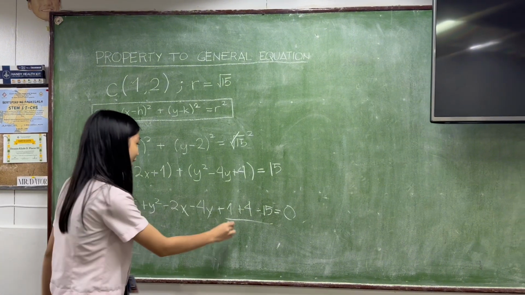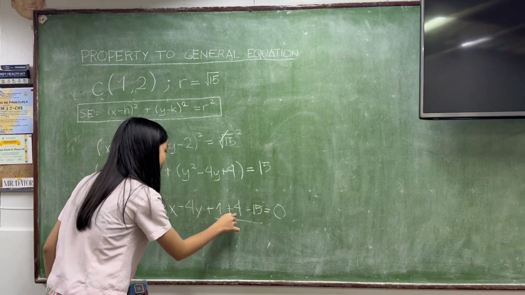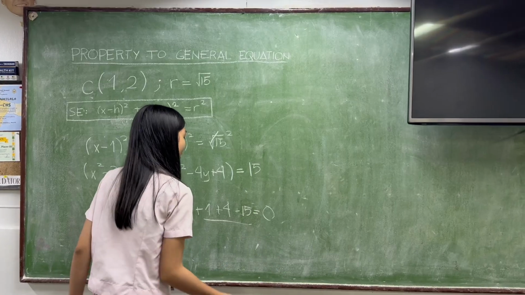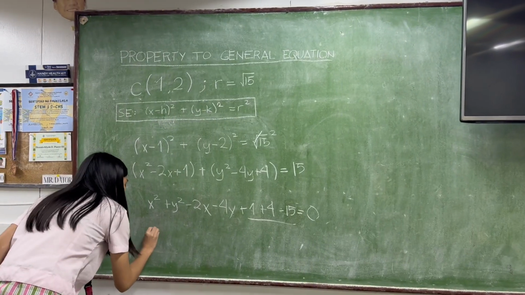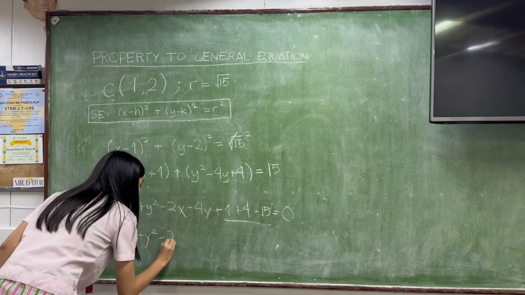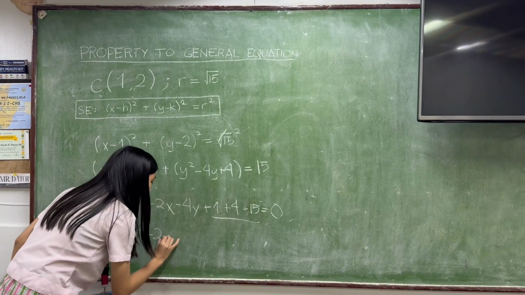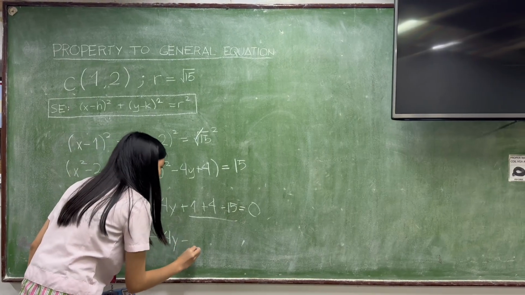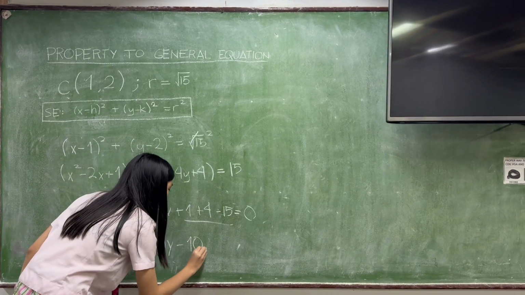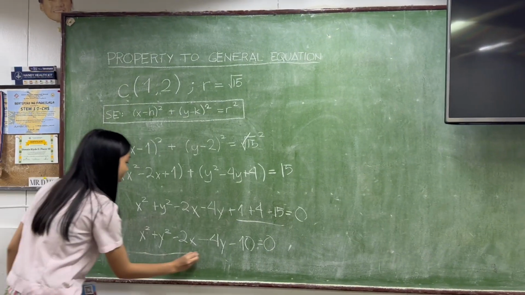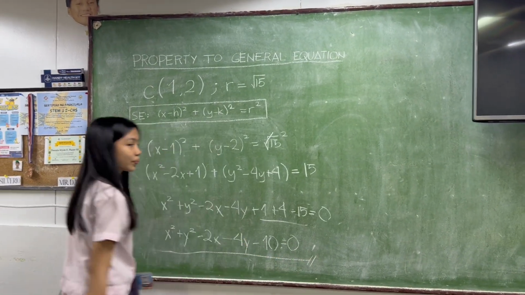So if we combine that, 1 plus 4 is equal to 5, minus 15 will be negative 10. Let's do that. x squared plus y squared minus 2x minus 4y minus our answer, negative 10, is equal to 0. So this is our general equation.